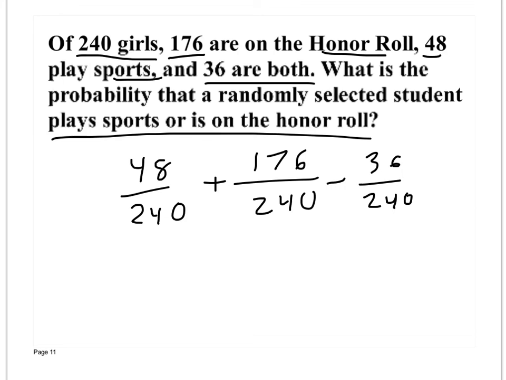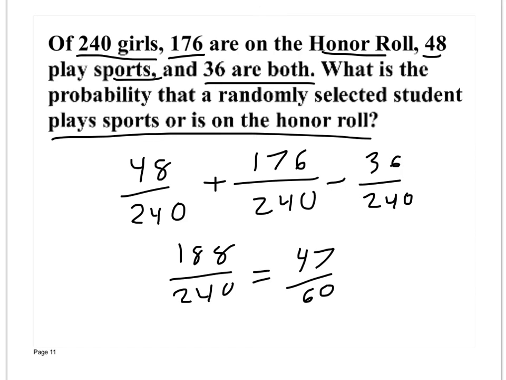So 48 plus 176 minus 36 gives you 188 out of 240, which reduces to 47 out of 60, which is a 78% chance of occurring.